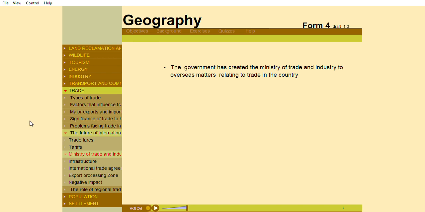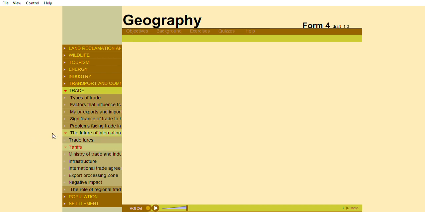The government has created the Ministry of Trade and Industry to oversee matters relating to trade in the country. The government imposes tariffs on imported goods so as to discourage importation of non-essential and luxury goods. These tariffs also protect the local industries.